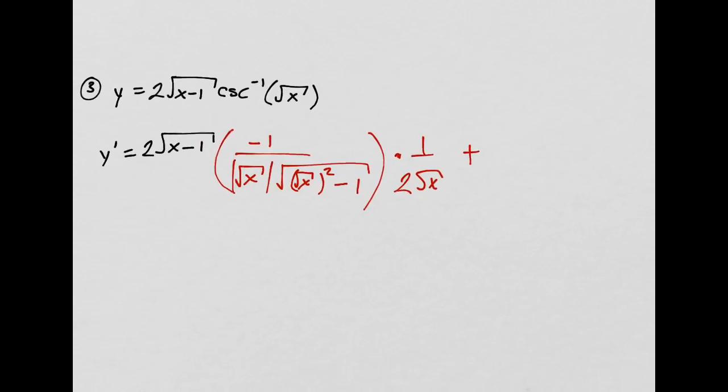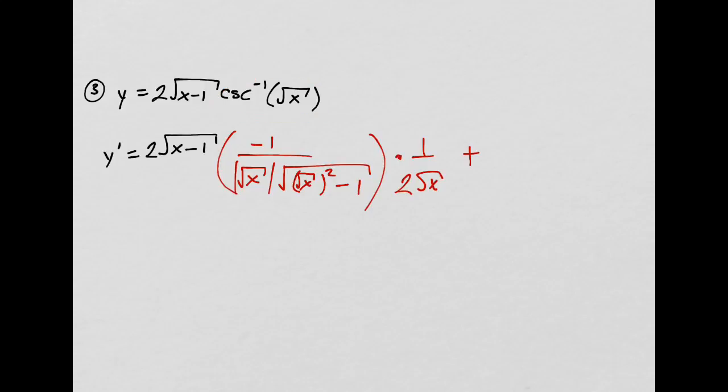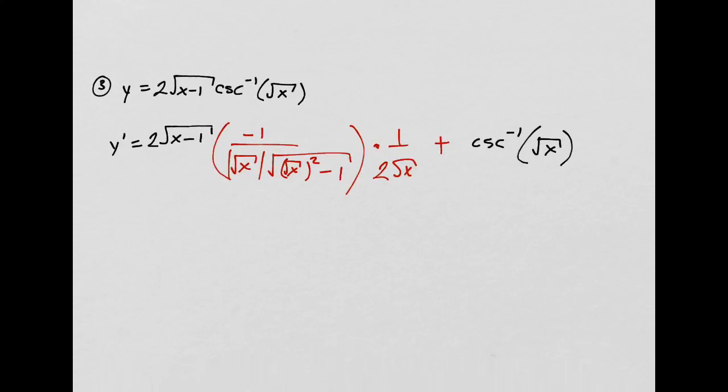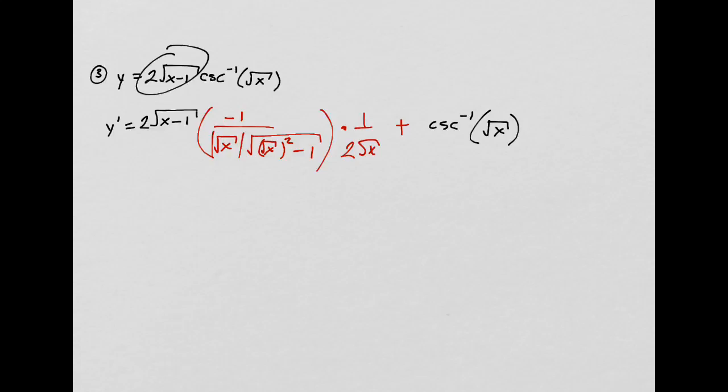Plus second, which is this. I'll just do it in black now. CSC inverse. First d second plus second d first. So I'll take the derivative of that. The 2 I'm just going to leave on top.